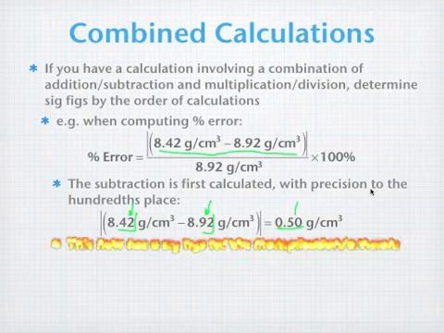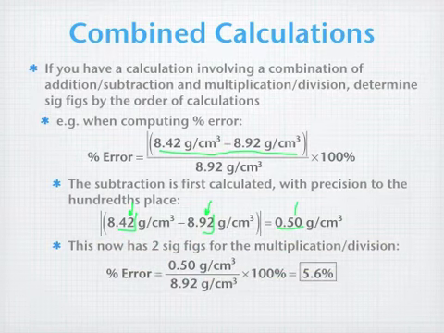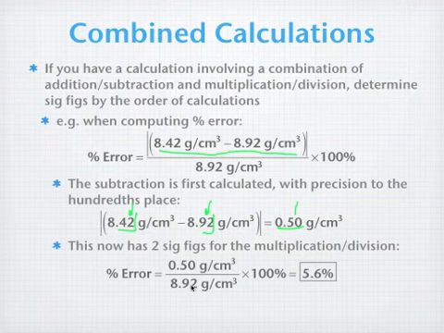Now, when we take that and plug that into the next part of the calculation, we're going to divide by the 8.92 grams per cubic centimeter, and we're going to multiply by 100. So in multiplication and division, we look at significant figures. This value now has 2 significant figures. The 5 and the 0 are significant. 2 significant figures, 3 significant figures. This 100, that's an exact number, so that's going to be an infinite number of significant figures. Because we have 2 in here, we can only report 2 significant figures in our result.